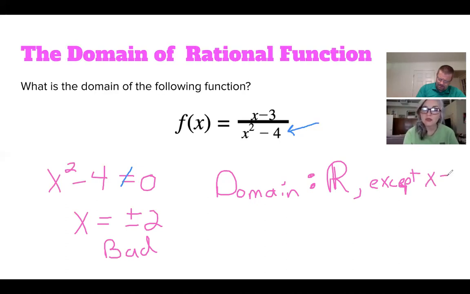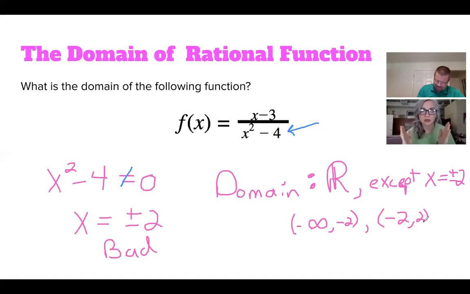We can also do interval notation. So if it were all real numbers, it would be every number from negative infinity to positive infinity. But if we want to leave out these two numbers, we would say every number from negative infinity to negative 2, but not including negative 2. So we're going to use a parenthesis. Every number from negative 2 to 2, but not including negative 2 and 2. So we're going to use parentheses. And then every number from 2 to positive infinity, but not including 2. So we're going to use parentheses.